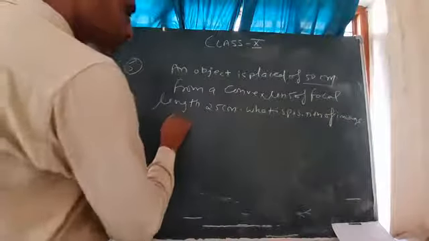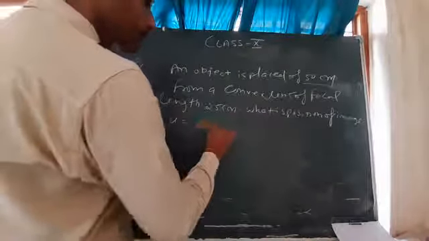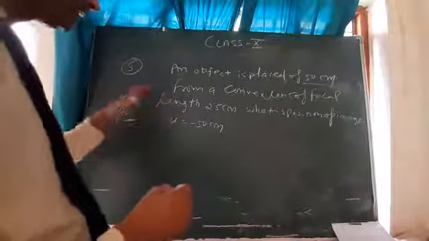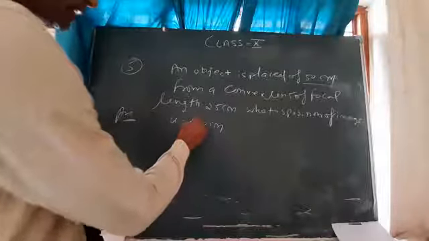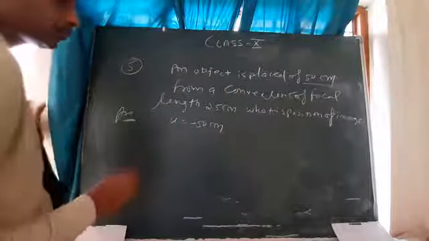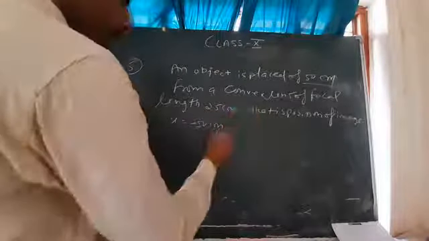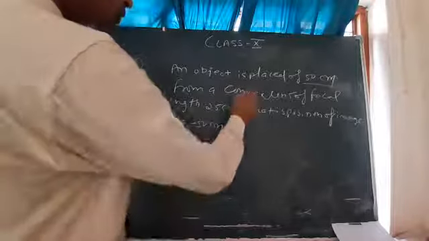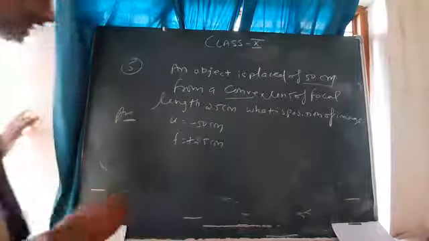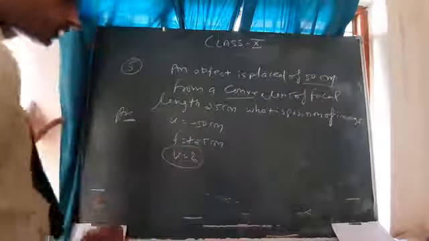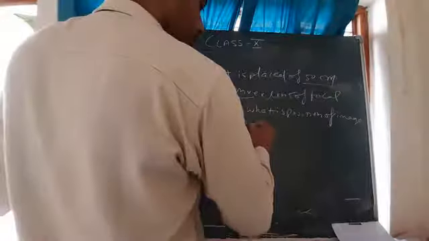In this question, an object is placed at 50 centimeter. It means u equal to 50 centimeter, and negative will come because the object is placed on the left side of the lens. So u equal to minus 50 centimeter and focal length f equal to 25 centimeter. This is a convex lens, so f is positive, and we have to find the value of v.